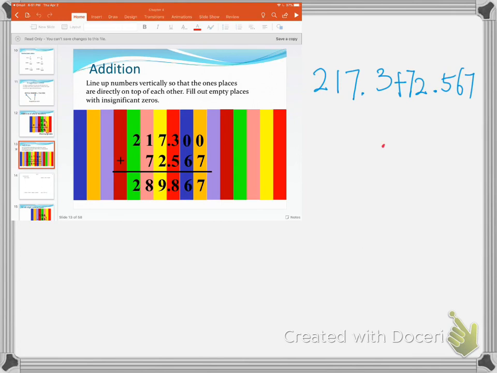Decimal point for 217.3, decimal point for the 72.567, and another decimal point for the answer. So from this part of the picture, this slide, you can see there is a vertical line of decimal points.